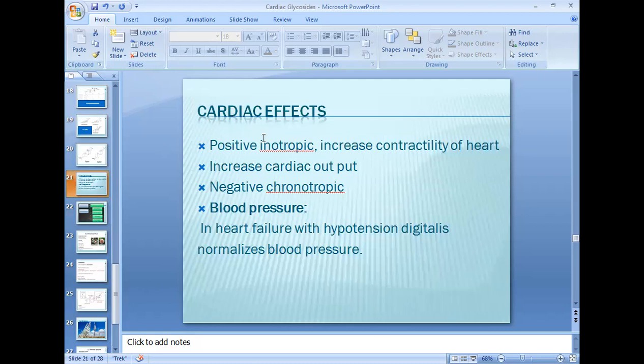These glycosides are positive inotropic, meaning they produce a positive inotropic effect, increasing the contractility of the heart, and that's why increasing the cardiac output. And it is also negative chronotropic, meaning decreasing the heart rate, and useful in heart failure with hypertension. So it normalizes the blood pressure.